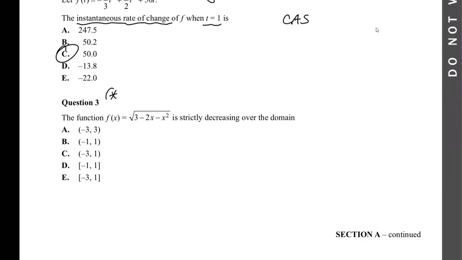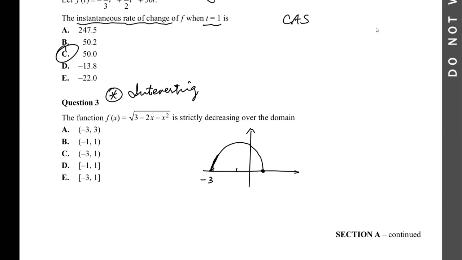Question 3, that's the only one I'm not entirely sure. The question provides you, let's say, a semicircle. And notice that at the two endpoints, the derivatives are undefined. So this is -3, this is 1, okay? We want to find a strictly decreasing interval. The turning point is definitely here at -1.